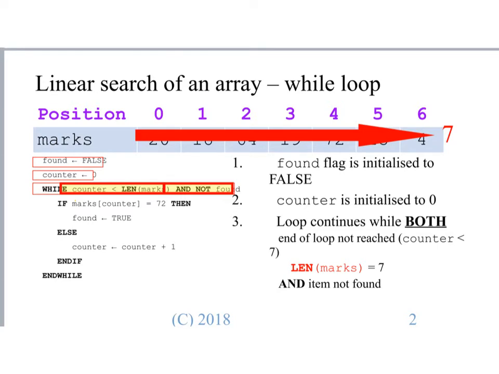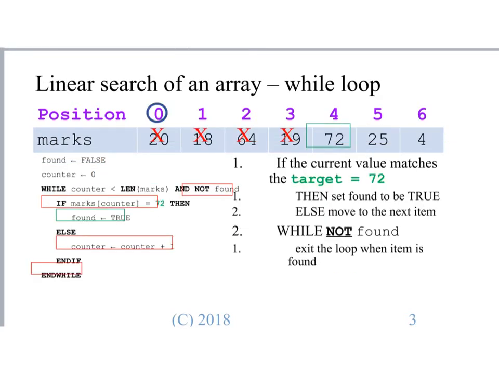We then move on to this next bit. We've gone through position 0, we've seen 20 is not found, then we've seen 18, 64 and 19, and then we've moved to 72. So if the current value matches the target, which is 72, then we'll set found to be true. And then we have an else over here: we move to the next item. So when we've actually found it, we're done; otherwise we'll move on to the next item.